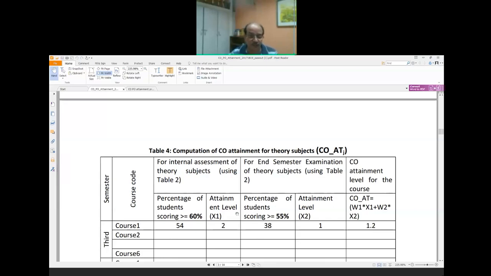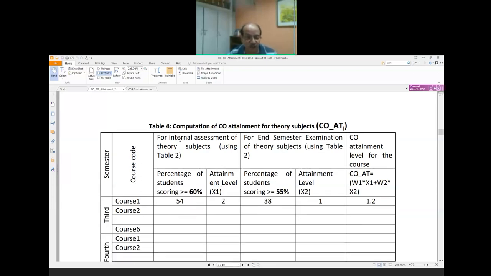Now, let's say we go for the attainment level. Corresponding to each of the courses, let's say for internal assessment of a theory subject using table 1, the percent of students scoring greater than 60%, let's say is 54. Then my attainment level is 2. And for the end semester examination of the theory subject, the percent of students scoring greater than 55 is 38, and my attainment level is 1 there.